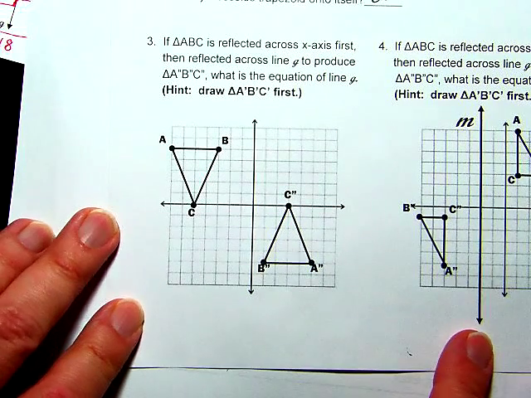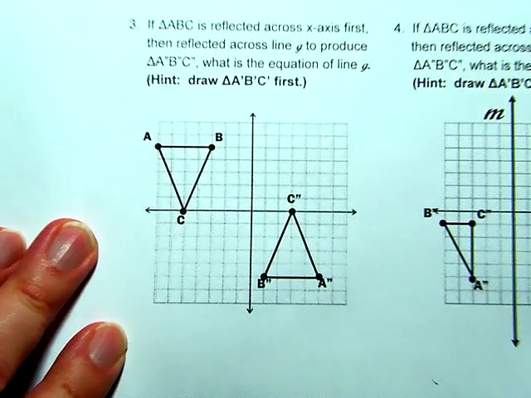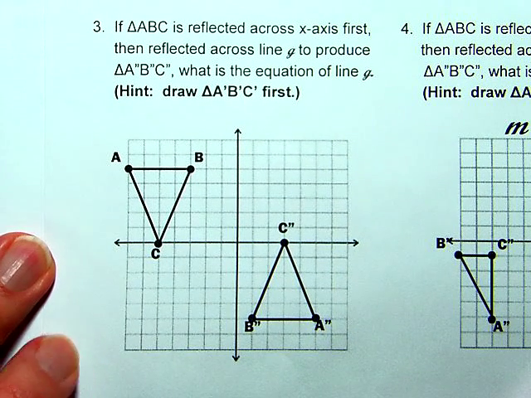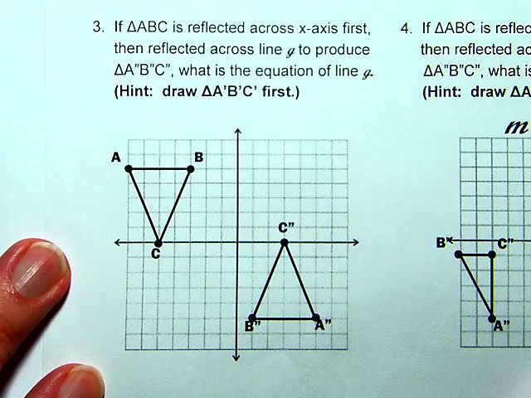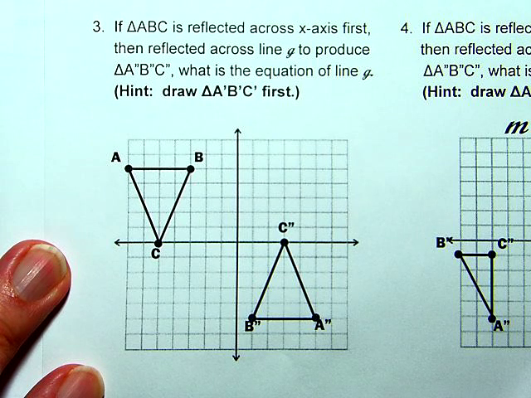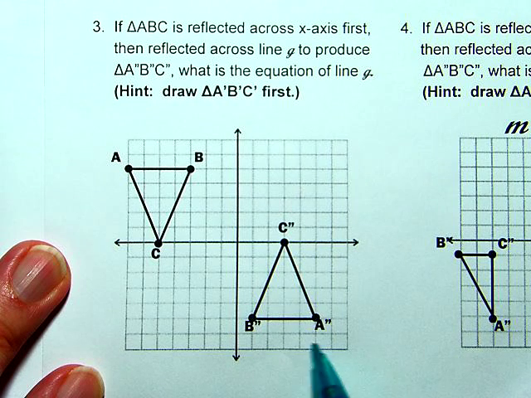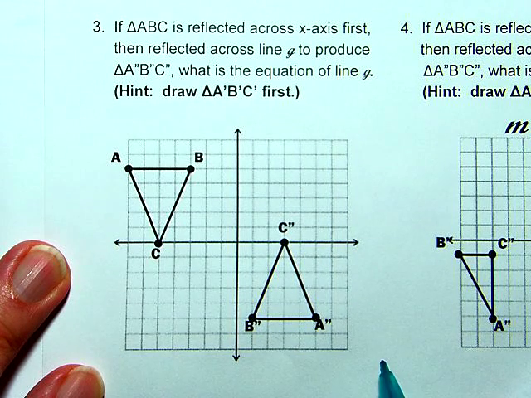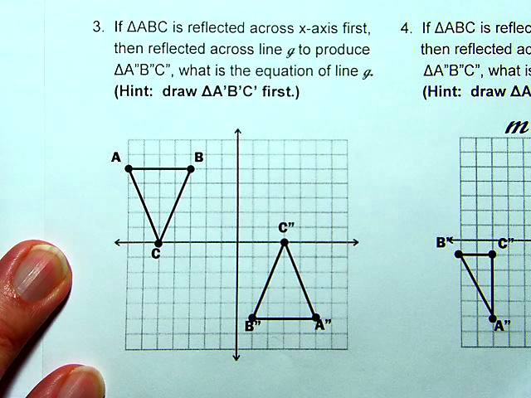In problem 3, it reads, if triangle ABC is reflected across the x-axis first, and then reflected across line G to produce triangle A double prime, B double prime, C double prime, what is the equation of line G? Okay, so what is this question all about? What is a double prime?